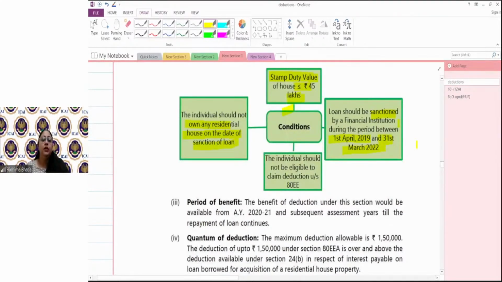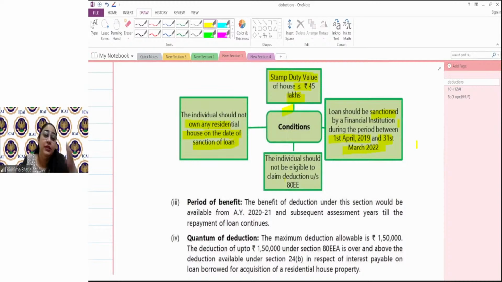यहाँ पे loan का there is no mentioning that the loan should be some percentage of the house. No. Stamp duty value should be 45 lakhs. Loan can be 45 lakhs also. It does not matter. What matters is the loan should be sanctioned between 1st April 2019 to 31st March 2022. Matlab now the window was open for 2 years. Earlier the window was only open for 1 year to claim 80 double E. But 80 double EA claim करने के लिए the window got open for 2 years.